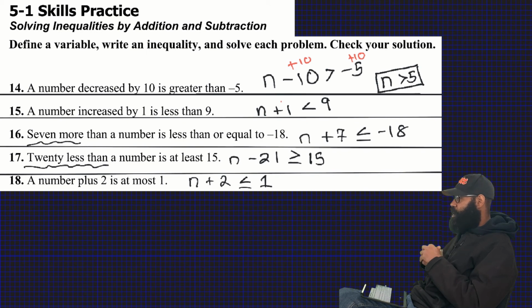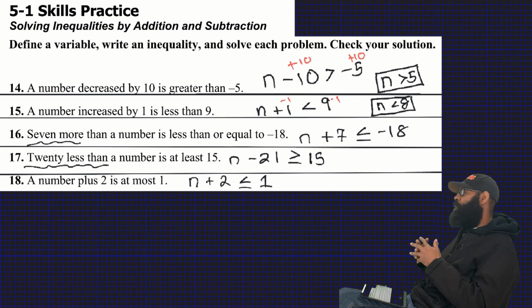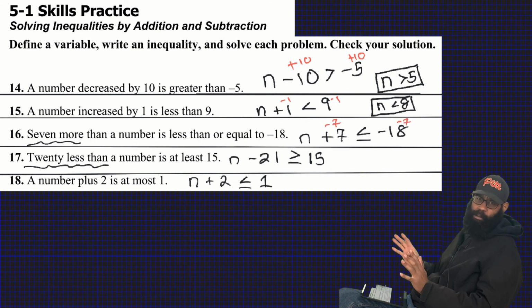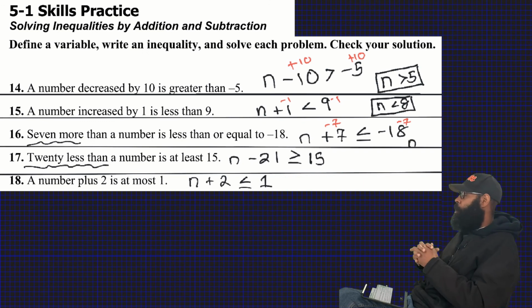On number 15, same thing. Subtract 1 this time, though. Opposite of adding 1. So 9 minus 1. 8. n equals 8. No, n is less than 8. It's going to happen. Am I accidentally going to write an equal sign? It can happen, all right?